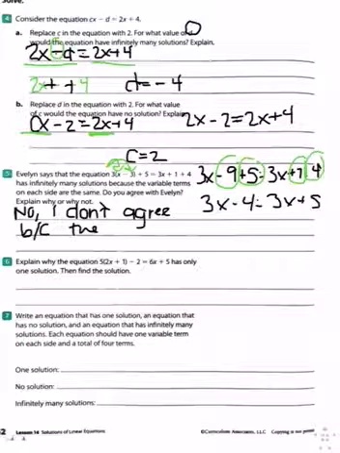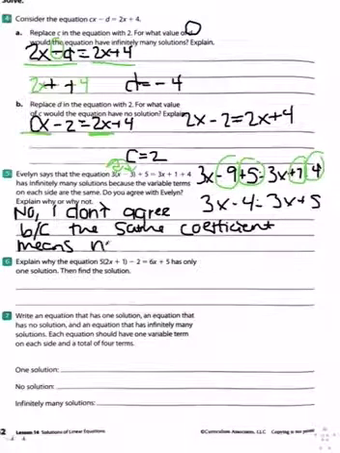Because the same coefficient means no solution. To be infinite, they have to be exactly the same. And this is 3x minus 4 and 3x plus 5.